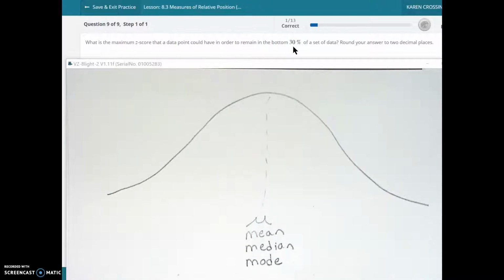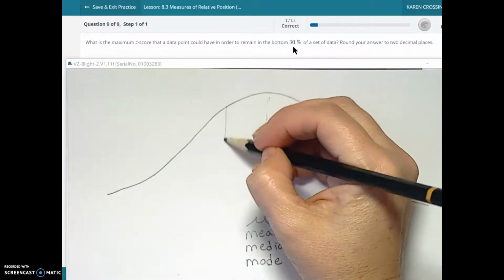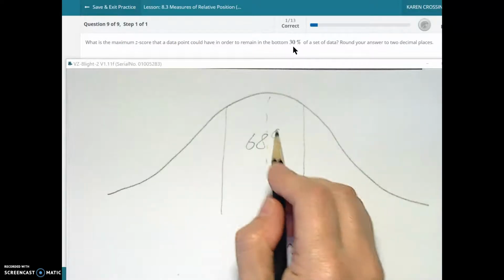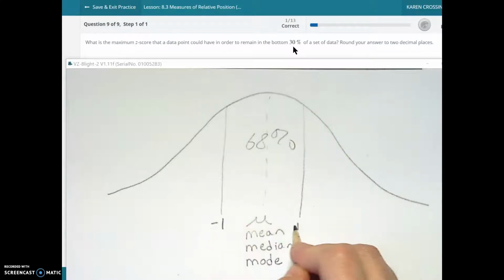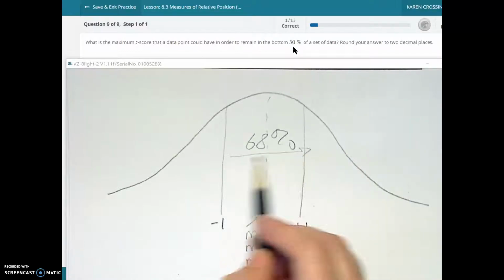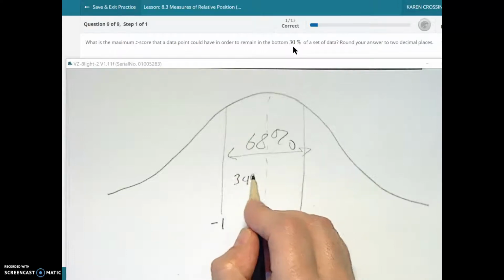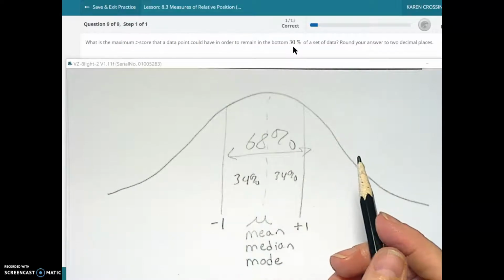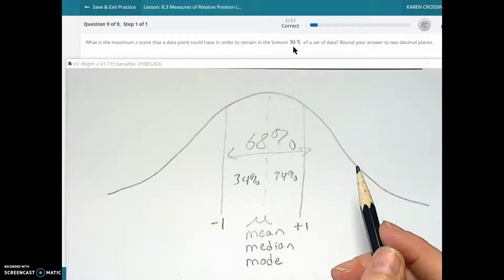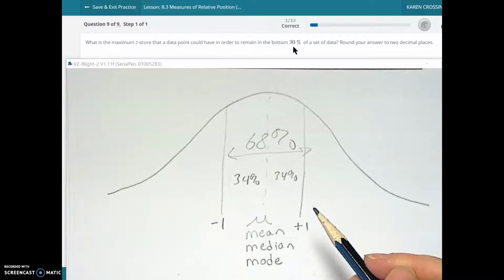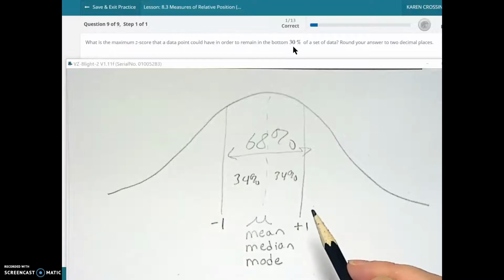So we're assuming that we're in a normal curve since we're talking about z-scores, and we already know, based on the empirical rule, that 68% of the data is between -1 and +1 standard deviation. Given that we know 68% are in here, that means there's 34% here and 34% here. It's asking us where we need to be to make sure that we are within the bottom 30% of the data, or more specifically, what's the maximum z-score it can have to stay in the bottom 30%.